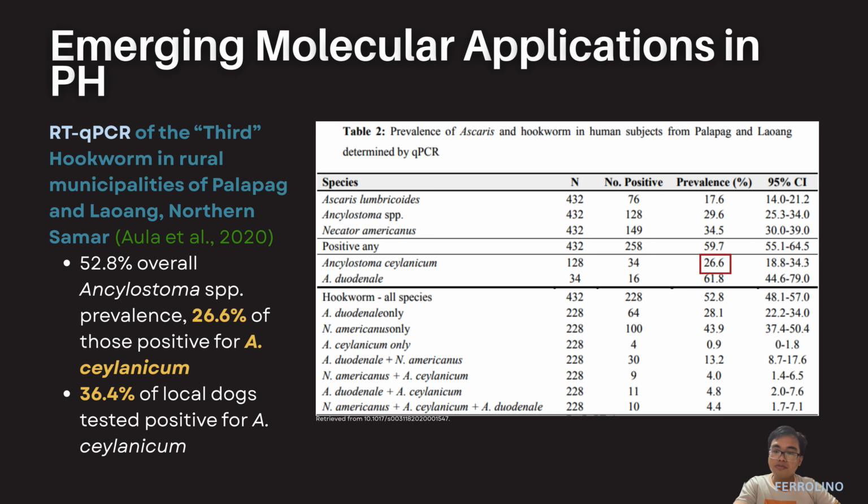To confirm the transmission route, the team sampled 33 local dogs roaming the same barangays. RT-qPCR then confirmed that 36.4%, or 12 out of 33, of these dogs were positive for A. ceylanicum. This data provides the following factual conclusions.